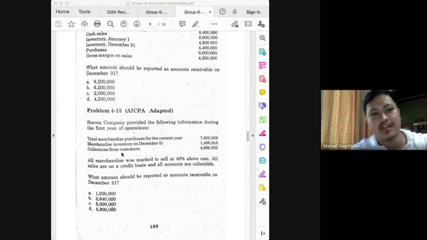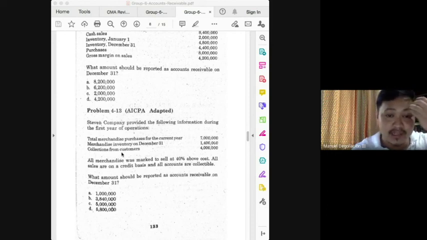Now, do we have to deduct any cash sales similar to what we did in 4-12? No, because the problem tells us in this problem that all sales are on a credit basis. So meaning everything is a credit sale. We do not have any cash sales.